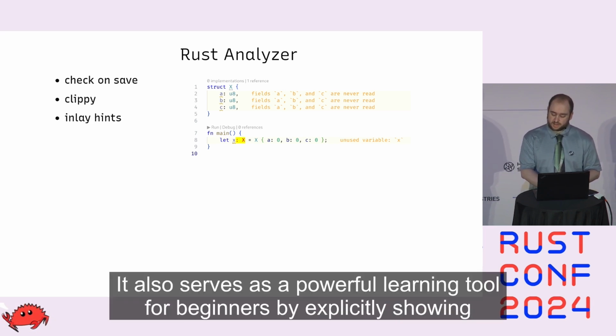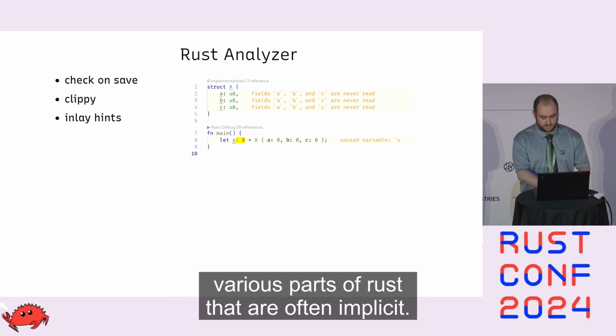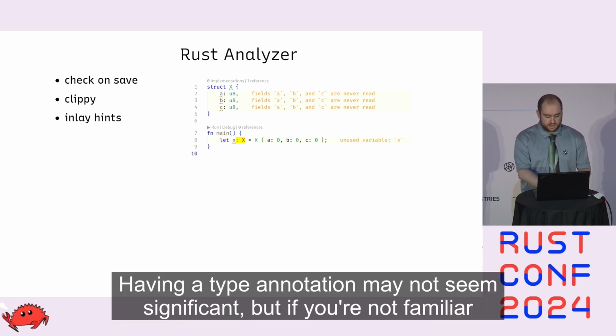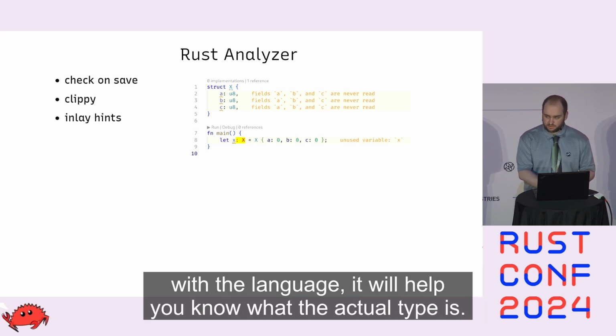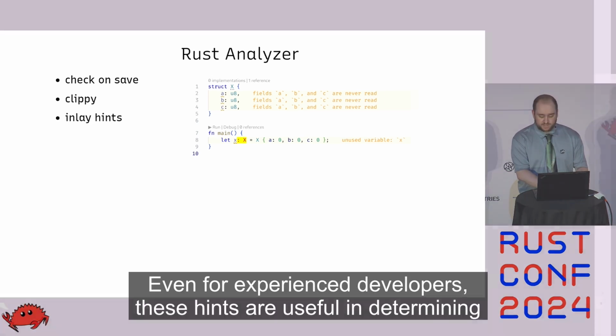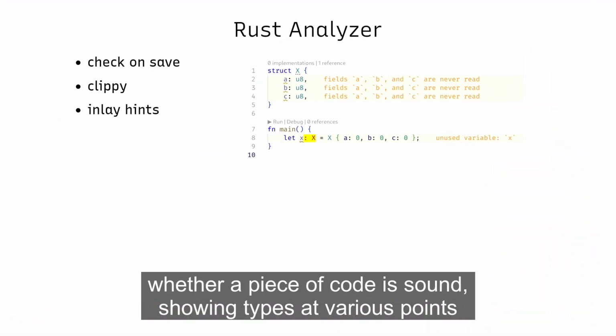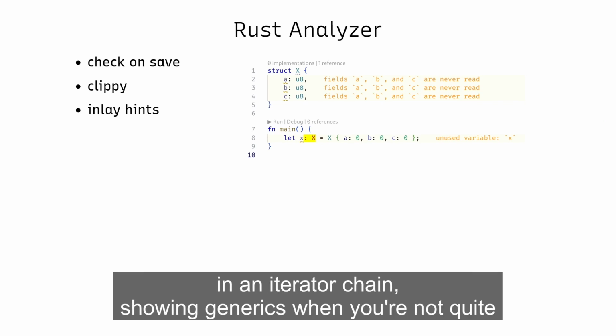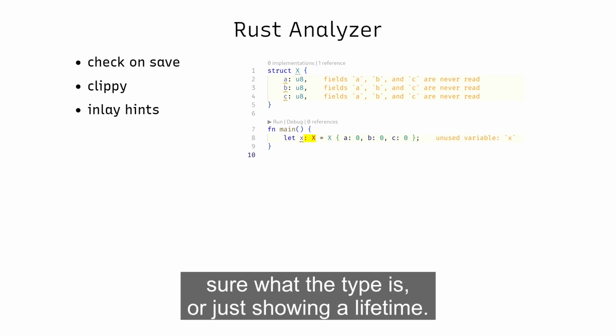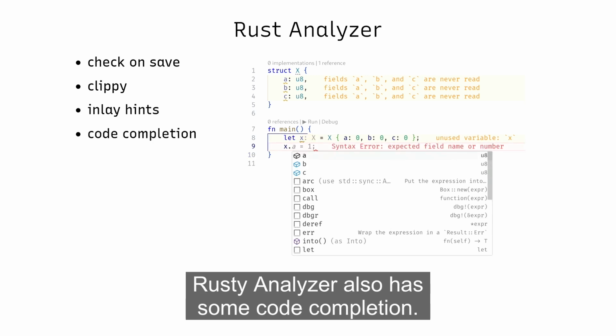It also serves as a powerful learning tool for beginners by explicitly showing various parts of Rust that are often implicit. Having a type annotation may not seem significant, but if you're not familiar with the language, it will help you know what the actual type is. Even for experienced developers, these hints are useful in determining whether a piece of code is sound, showing types at various points in an iterator chain, showing generics when you're not quite sure what the type is, or just showing a lifetime. Rust Analyzer also has some code completion.